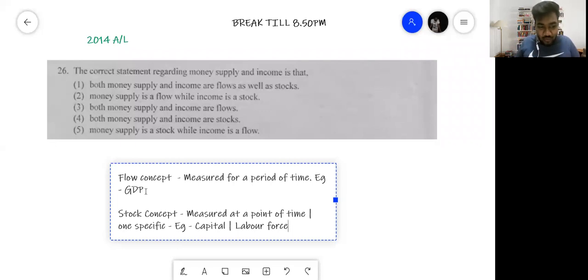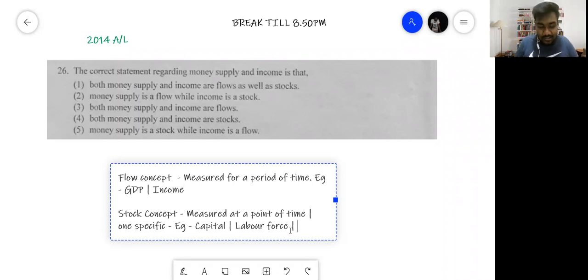Now, if you look at flow concepts, they're measured for a period of time. If you take GDP, or even income, guys, income is a flow. I want to put this here. Income is a flow concept. When you ask someone's income, you ask him, what is your monthly income? Do you ask the person, what is your income as of today? No, that could be wealth. Don't confuse income with wealth.